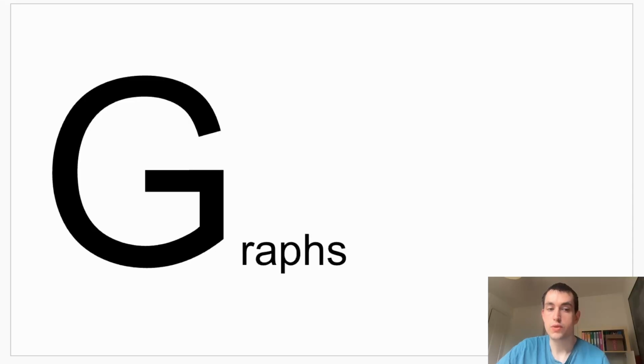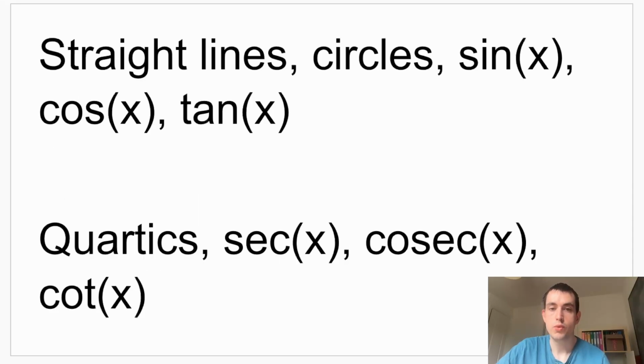G is for graphs. We've seen straight lines, circles, sine, cos, tan in GCSE, and what we do in A-level, and especially second year for these last 3, we introduce different types of graphs, quartics, sec x, cosec x, and cot x, as well as a few more.